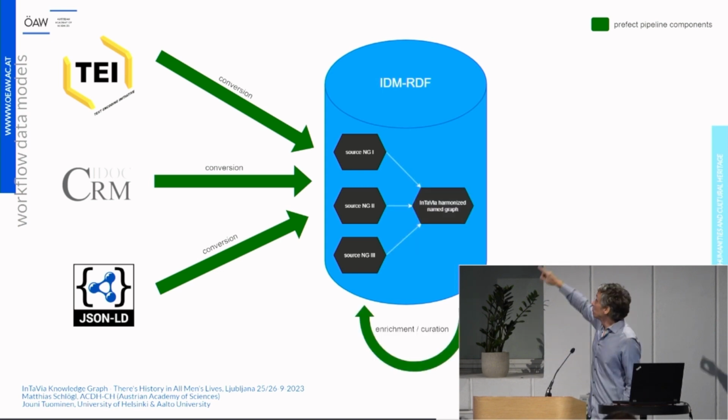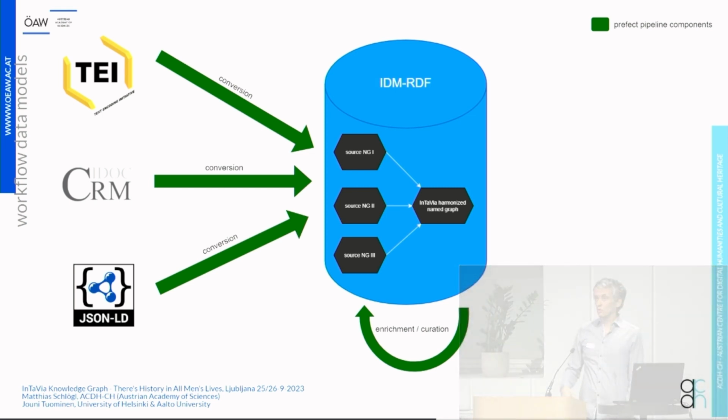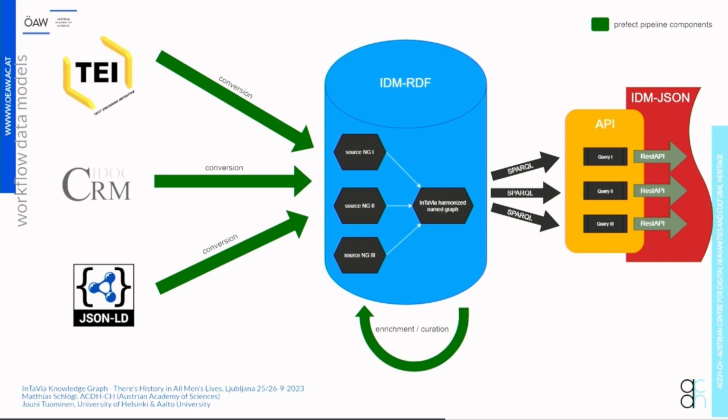Then, on top of that, we run further enrichment flows using linked open data, mainly linked open data like Wikidata, and create an InTaVia harmonized named graph, which is basically pointing to the source named graphs. Jouni is going to speak on that just in a minute. And then we have SPARQL queries that query that knowledge graph, convert it to a JSON, and return it via that FastAPI to the front end or to the user.